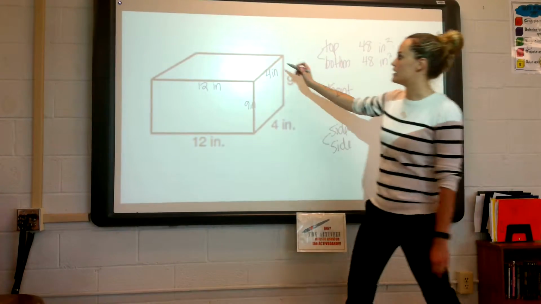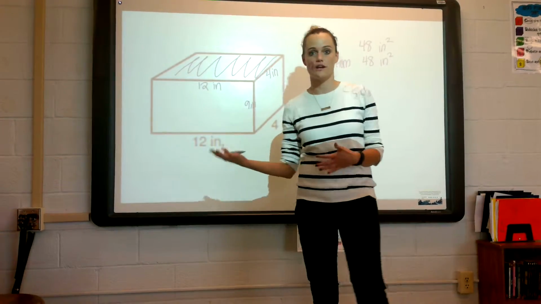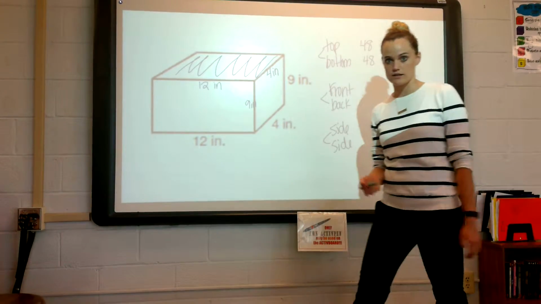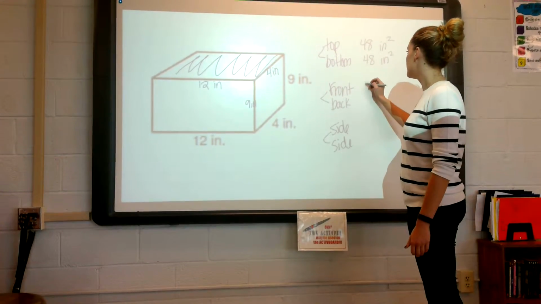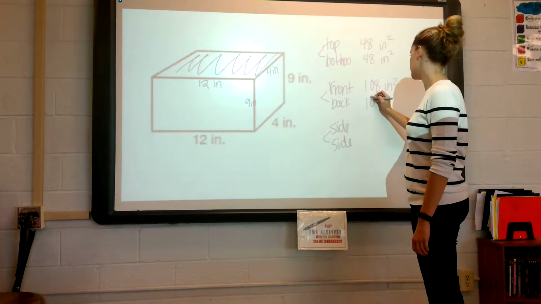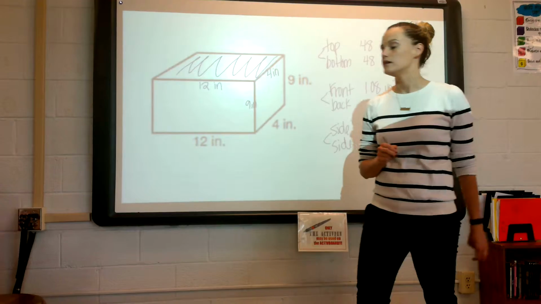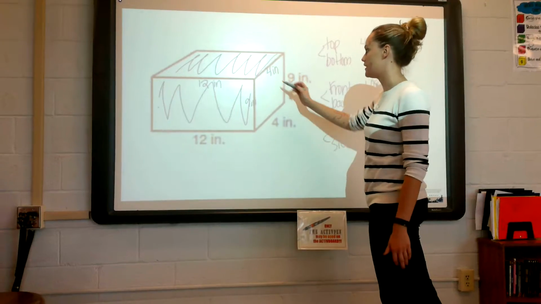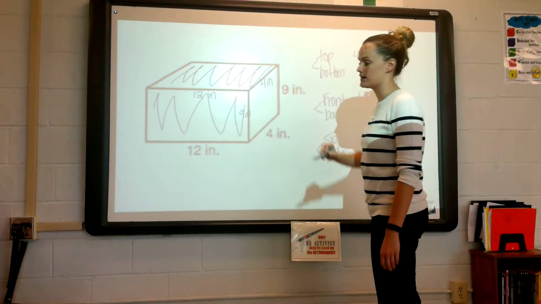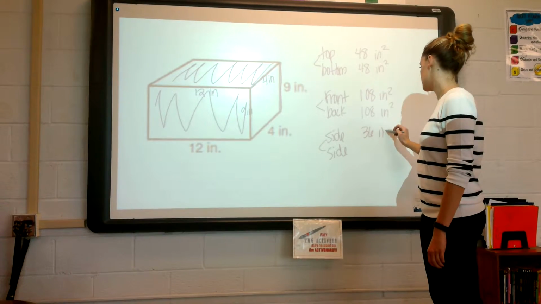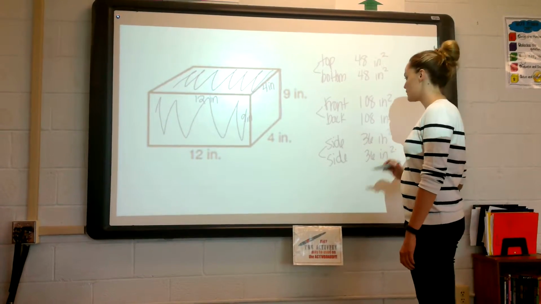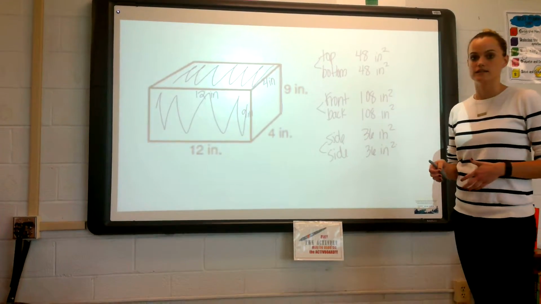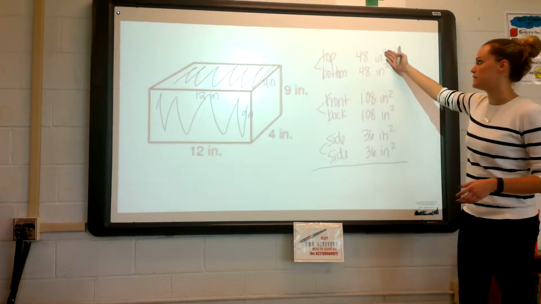The front and the back. You can even shade this in to let yourself know, hey, I took care of that side of my shape. So the front is going to be 12 by 9. So you would do length times width, 12 times 9, and you would get 108 inches squared for both of those sides. Shade it in. Now the last side, and if you want to trace along the side, that might help you also to realize it is 4 by 9 and has an area of 36 inches squared. So what I've done is I realized that a rectangular prism has 6 sides. I found the area of each side, and then to get the total surface area I would add all these numbers up.